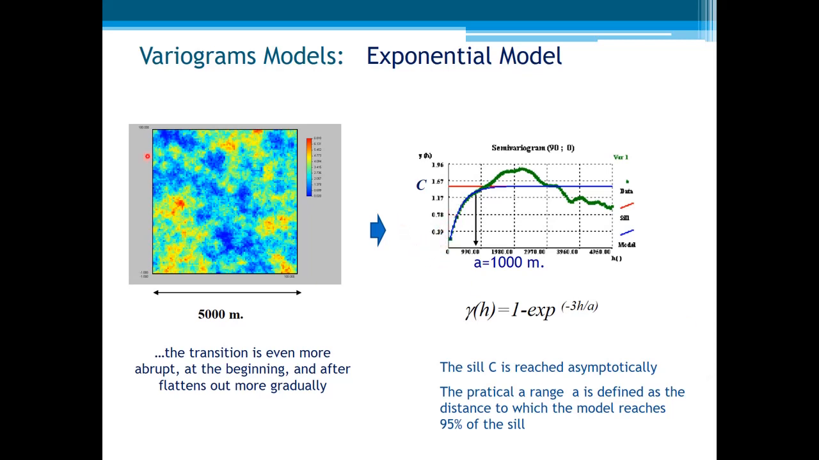This is the variogram corresponding to that image. This is the model with this kind of inflection point here: a very fast drop of correlation, and after that a very slow transition to the sill, which means the sill C is reached asymptotically. The practical range A is defined as the distance at which the model reaches 95% of the sill.